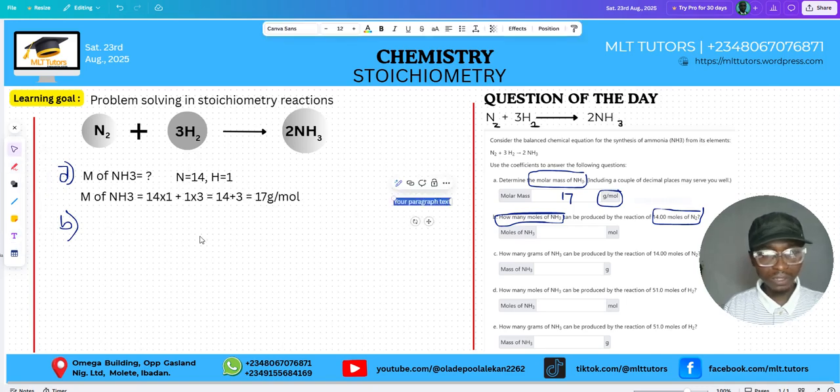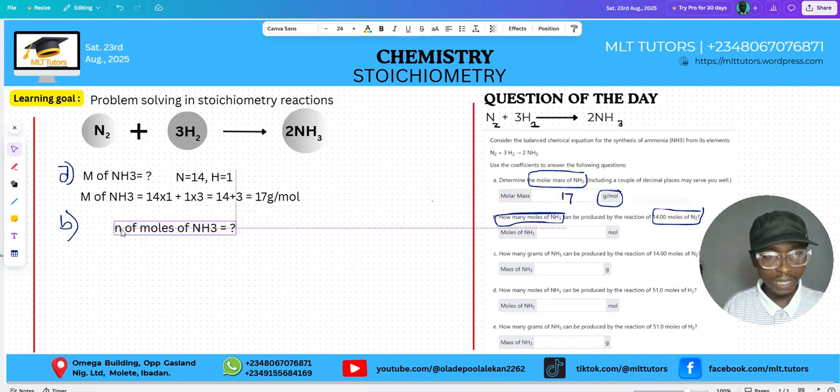Okay, that's good. So let's start. We are looking for the number of moles, represented by small letter n. The number of moles of NH3 is unknown. Let's enlarge that a little bit more. Okay, that's good. So let's bring that to question B.